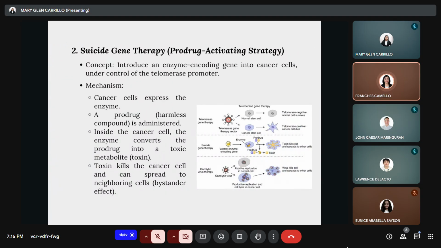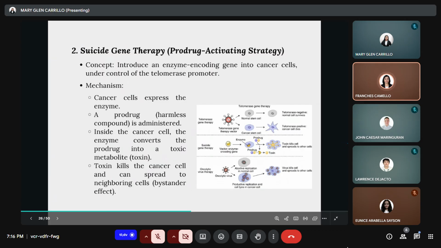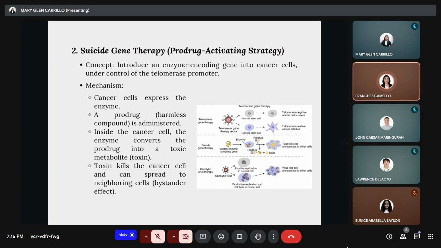So the second one is suicide gene therapy, or the prodrug activating strategy. For its concept, it introduces an enzyme encoding gene into cancer cells under control of the telomerase promoter. So cancer cells express the enzyme. This is how it works. A prodrug, or a harmless compound, is administered. Inside the cancer cell, the enzyme converts the prodrug into a toxic metabolite, or a toxin, and that toxin kills the cancer cell and can spread to neighboring cells, which is what we call the bystander effect.